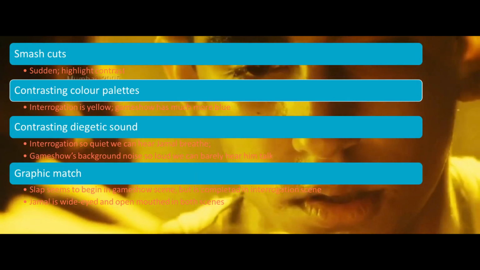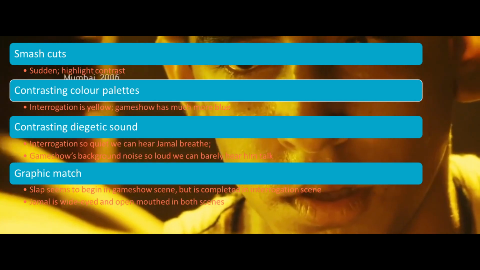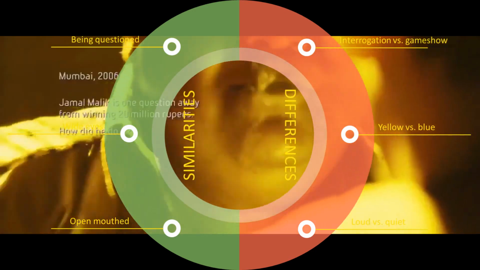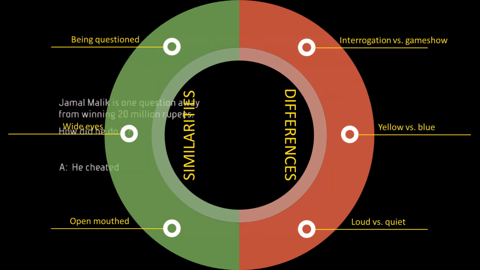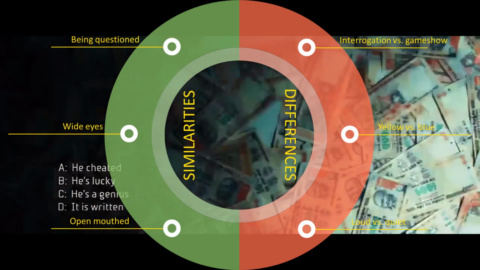Okay, so it's time for some interpretation. What does all the evidence we gathered in the first video mean when we put it together? It seems to me that the filmmakers are trying to really highlight the differences and the similarities between the two scenes. In one scene, Jamal is being interrogated. In the other, he's on a game show, so of course they're going to be different. This is what makes the suggestion of similarity really interesting.